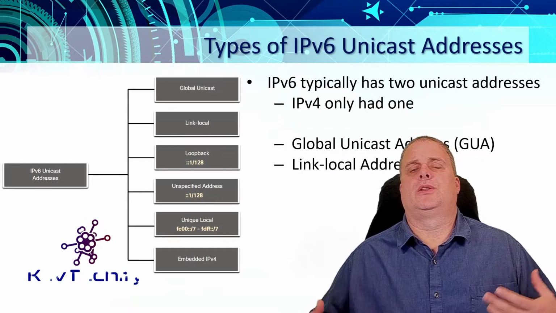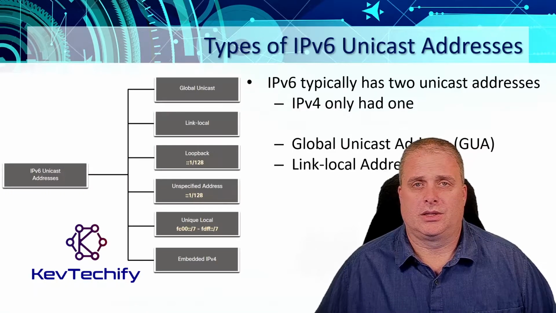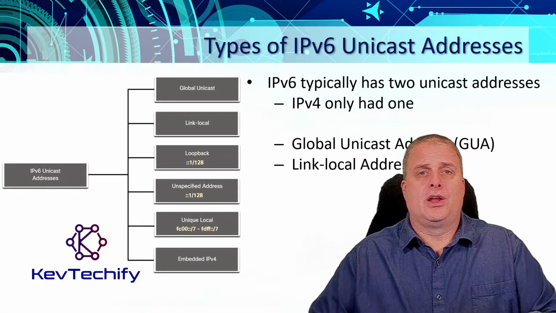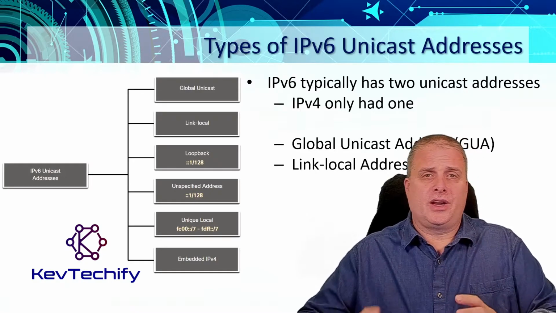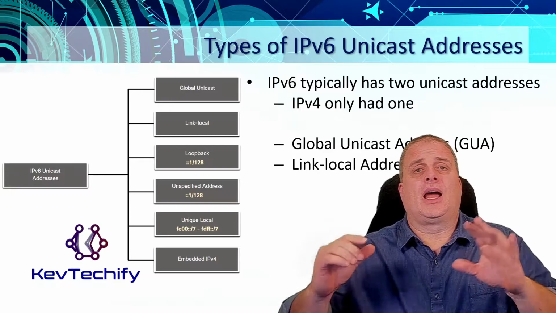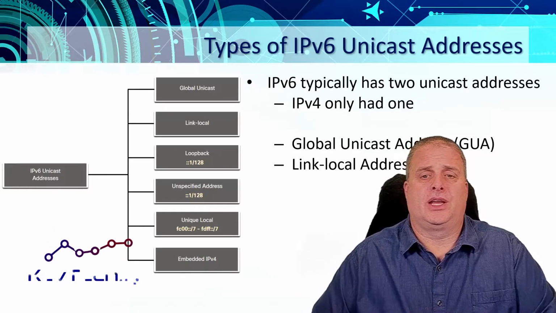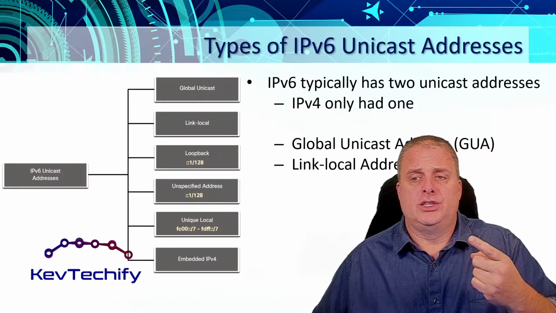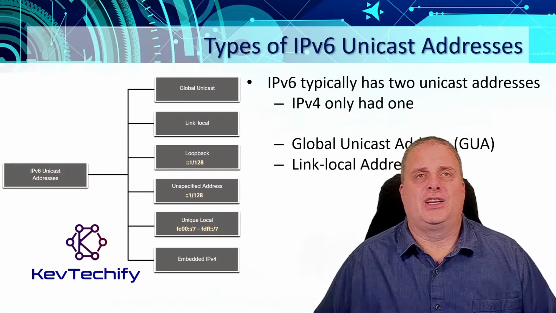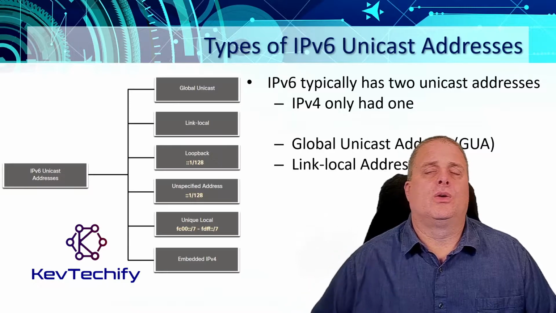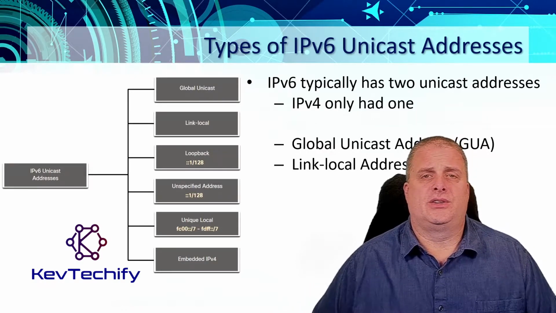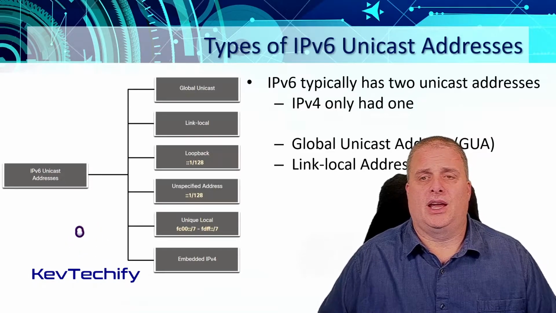IP version 6 typically has two unicast addresses. IP version 4 only had one. That was the normal IP address that we entered in the interface in your PC. That was the unicast address. Typically, IP version 6 has two of those unicast addresses. One is the GUA, or the global unicast address, and the other one is the link local address, the LLA. Those are two unicast addresses that IP version 6 typically has.